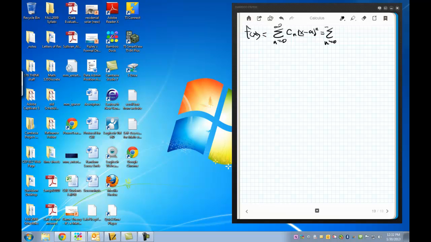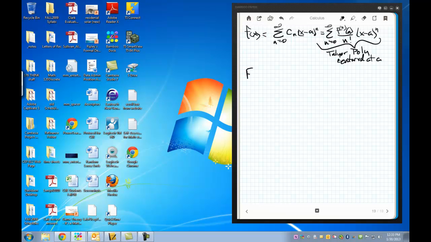It's going to be n equals 0 to infinity. Remember, c sub n is the nth derivative evaluated at a over n factorial times x minus a to the n. This is the definition of a Taylor polynomial centered at a. Now, stand back. Here we go.